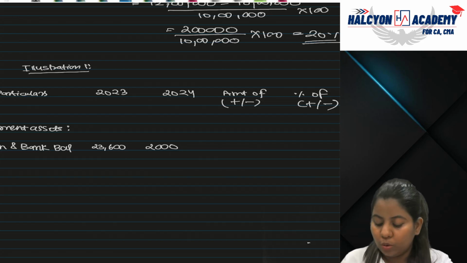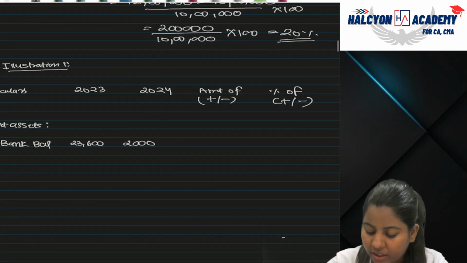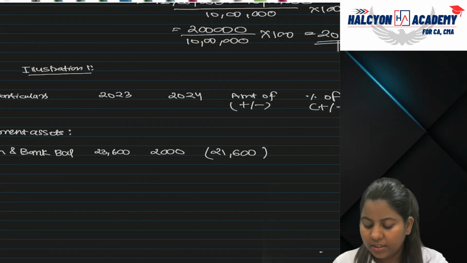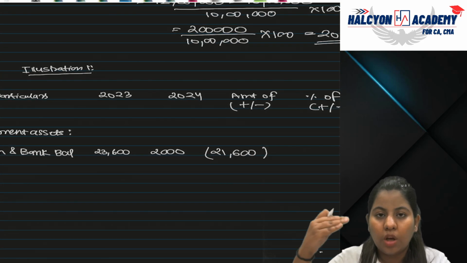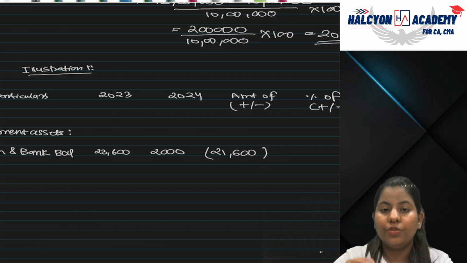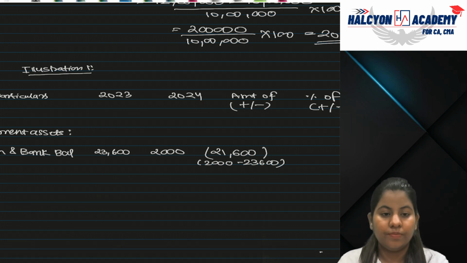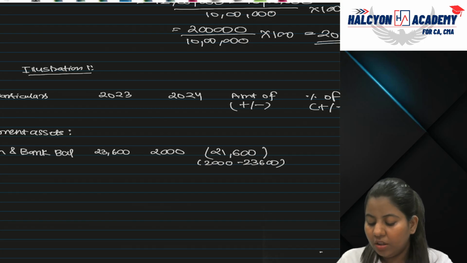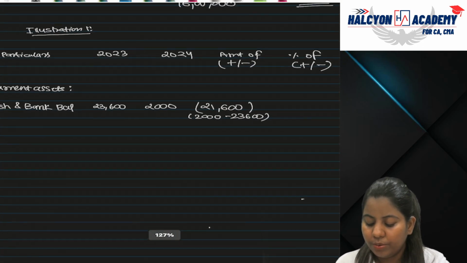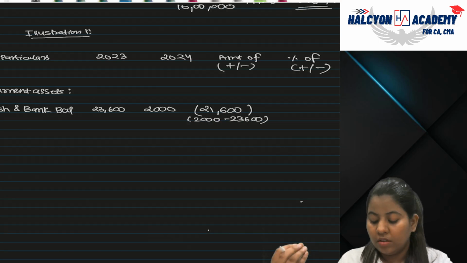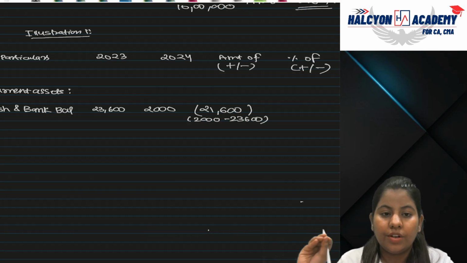Lesser by how much amount? 21,600. Deduct the previous year amount from current year amount, that is 2,000 minus 23,600. So it will be 21,600 in negative. The amount is decreased by 21,600.